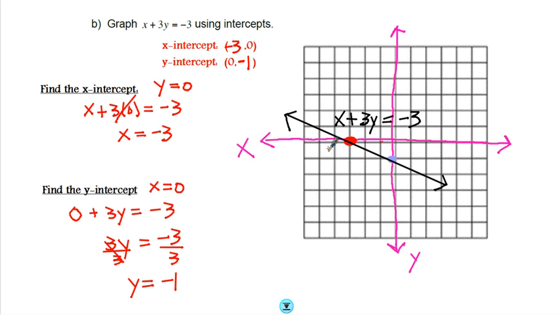I drew the line, drew arrows going both sides, and I labeled the line with the equation x plus 3y equals -3. That's it. So for those of you who did it on your own, please check your work. If it's wrong, make sure you go back and fix it. Okay.